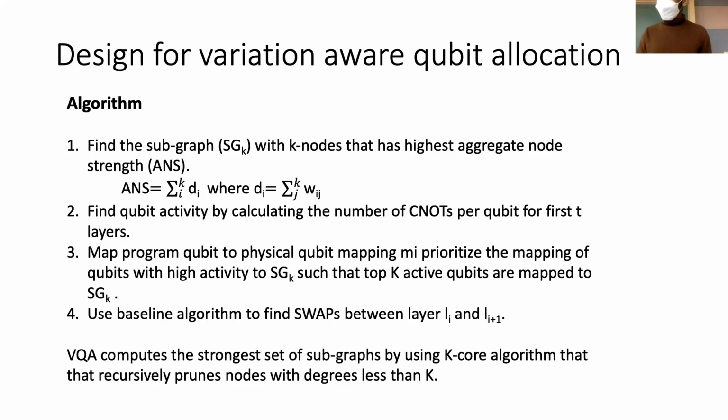For the qubit allocation, we have this algorithm. Not all qubits have the same node strengths, so this allocation policy chooses those qubits which have higher or stronger node strengths. The algorithm will choose k nodes from the total connectivity of the backend with a good aggregate value.